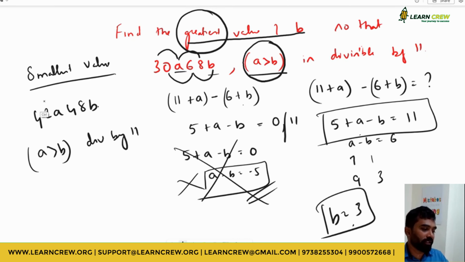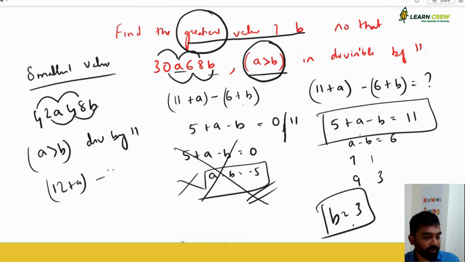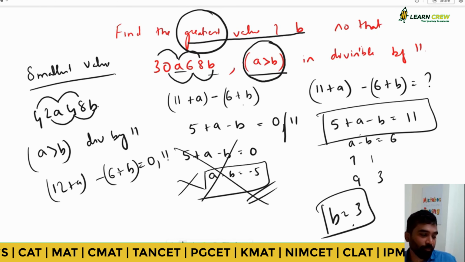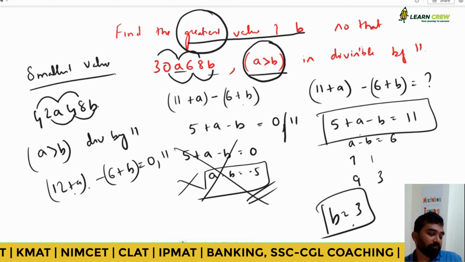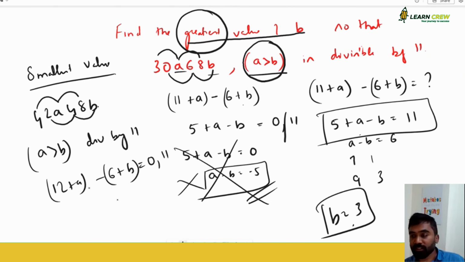4, alternate one. 4 plus 8 is going to be 12. So 12 plus A minus 6 plus B can be equivalent to 0 or 11. If I put 0, it is going to be 6 plus A minus B equal to 0, or A plus B equal to minus 6. It cannot be the option. So A minus B equal to 5.